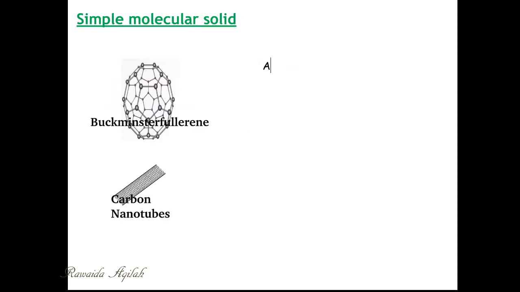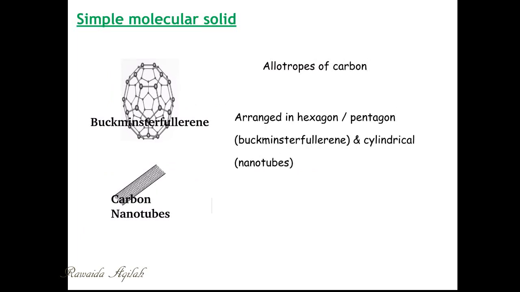Buckminster fullerene and carbon nanotubes are another example of allotropes of carbon. Discovered many years back and still developing, they have several promising potentials in industry.